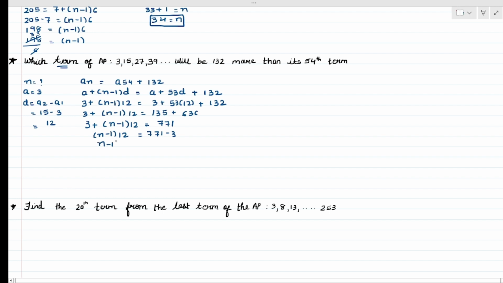N minus 1 times 12 gives me 768. 771 minus 3 gives me 768. Now this 12 is in multiplication, so it will go in the denominator. So what will be your answer? N minus 1 equals 768 by 12. 12 times 64 is 768. So, n minus 1 equals 64.